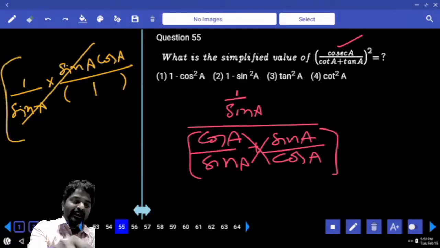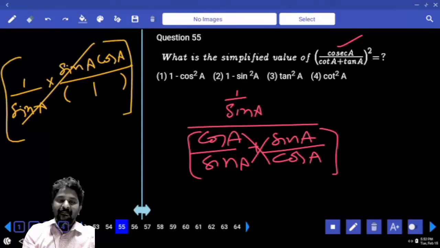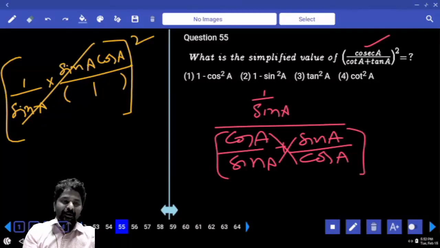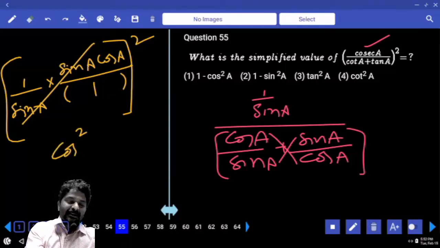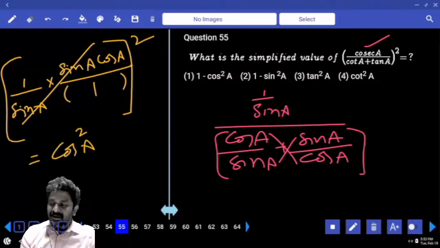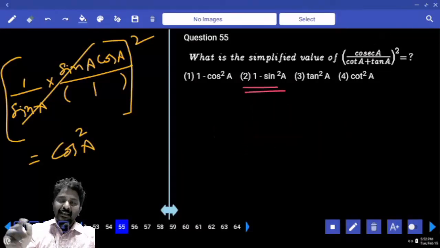And then for the entire expression we have exponent 2. So answer is cos square A. Do you have cos square A? But you can rewrite it as 1 minus sin square A.